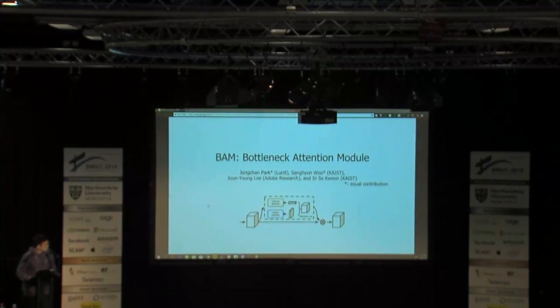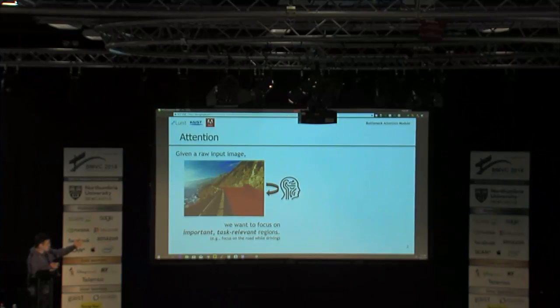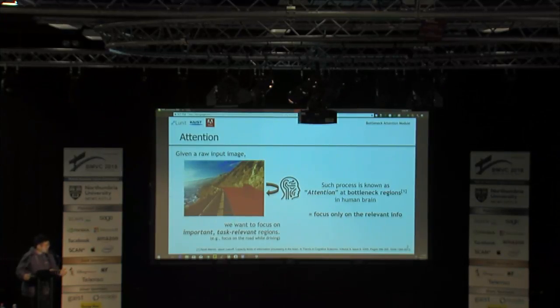So let's begin with the intuition. When an image is given, we tend to focus on the relevant parts of the image. For example, if you are seeing this image and you're driving, then you must focus on the road rather than the beautiful scene in the other parts of the image. I am not an expert in brain science, but they say there is an attention mechanism in human brains at the bottleneck regions, so we can focus on relevant information rather than irrelevant information.